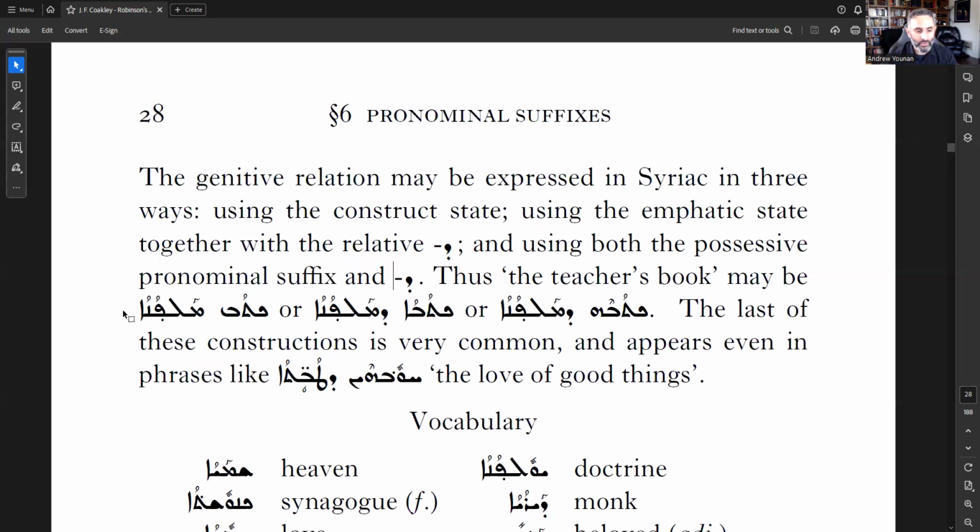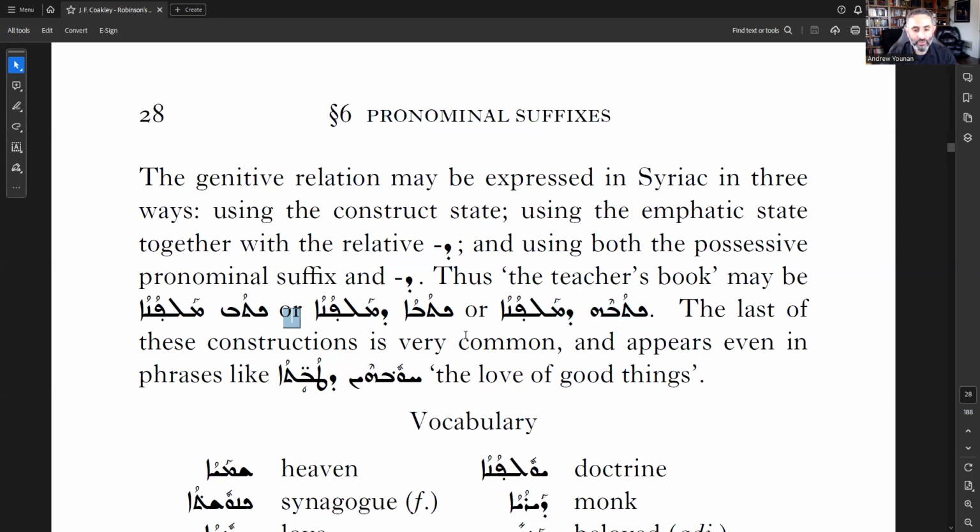You can use the construct state, kthaw melpana, where you get rid of the a at the end of kthawa and you get rid of the deleth, kthaw melpana. This is actually the only way to make a possessive in Hebrew, is just this state. Deleth doesn't have the same meaning there. So you can say kthaw melpana, or you can say kthawa delmelpana, or you can say kthawe delmelpana. So you're still using the deleth, but you're also using these endings that we're learning right now.